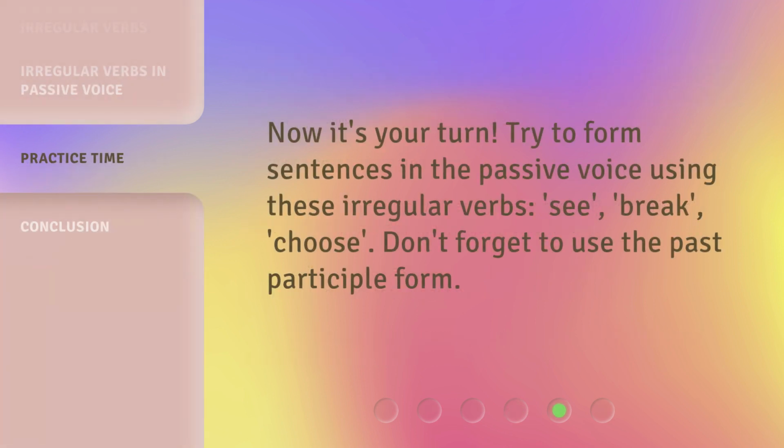Now it's your turn. Try to form sentences in the passive voice using these irregular verbs. See, break, choose. Don't forget to use the past participle form.